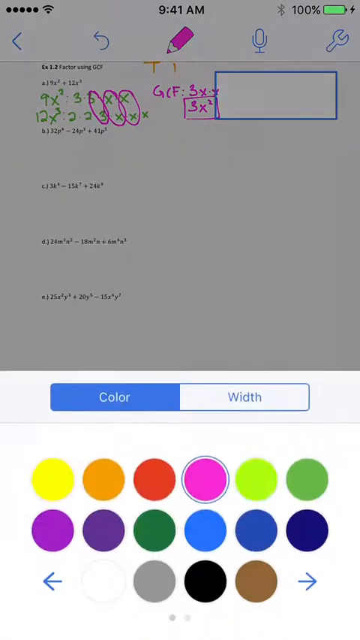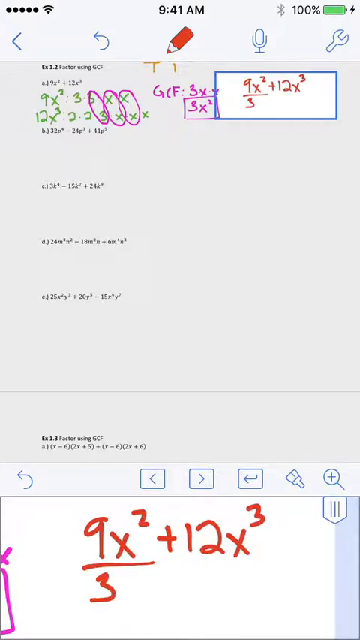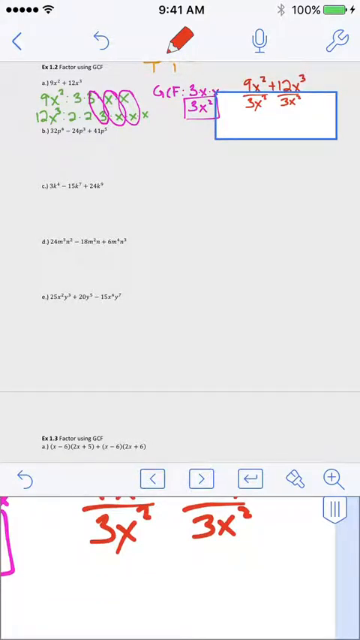Now I will do the same exact thing. I'll divide it out. And if I had 9x squared and 12x cubed to begin with, I can divide it by 3x squared and 3x squared. And what I'm left with, remember that 3x squared doesn't go away. It goes on the outside. It's your first part of your factors, right? So make sure you always include that first part of your factor.